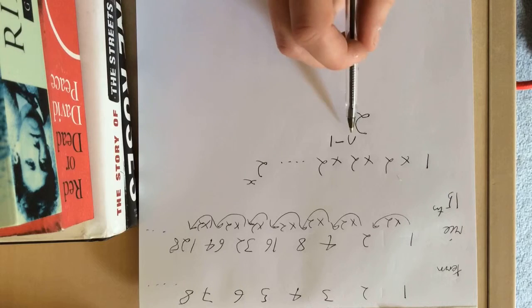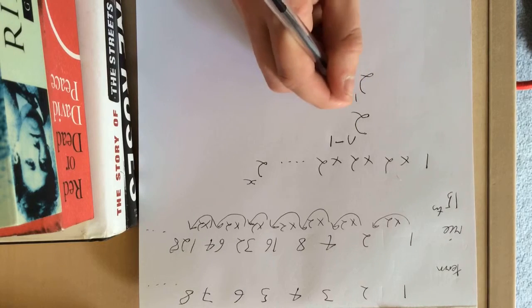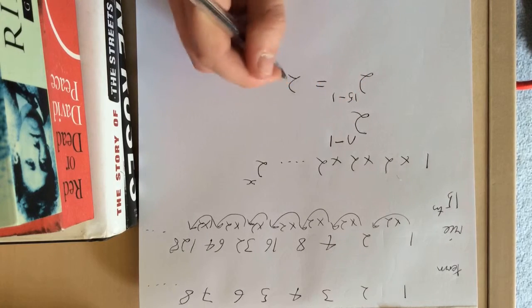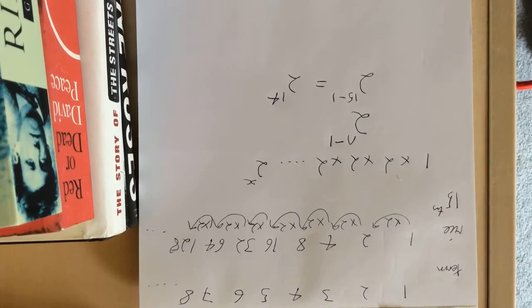We can put in our 15 into our formula, 2 to the 15 minus 1, which equals 2 to the power of 14. And using our calculator, we get the answer 16384 grains of rice.